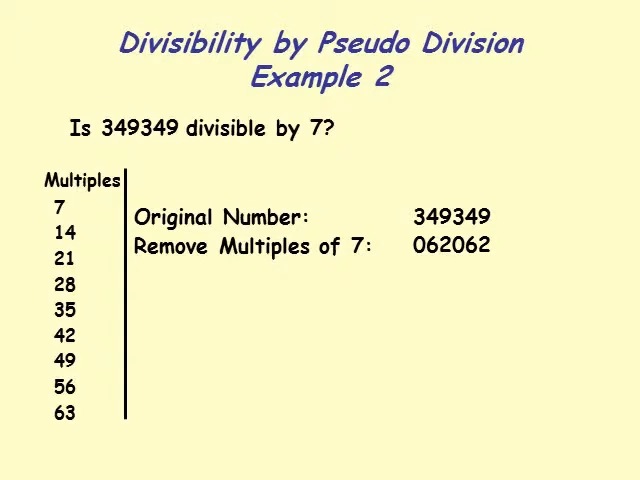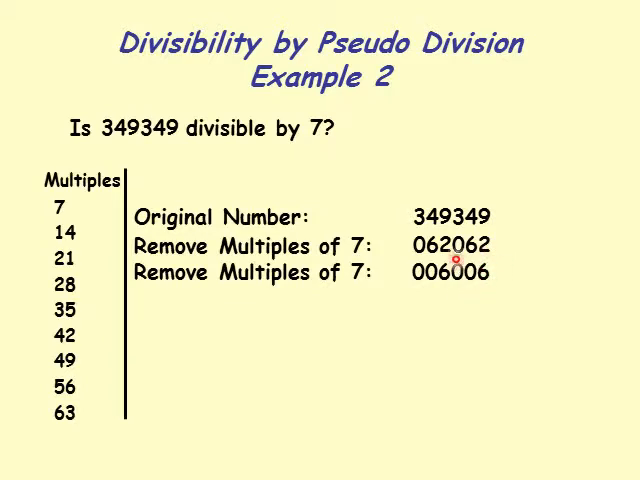So from 34, I take away 28. 28 is right here, 4 times 7. So leave a 06. From 9, I take 7 away. That's 2. Let's continue. Remove multiples of 7 again. From 62, I take away 56. Leave a 06. Then from 62 here, take away 56 again.